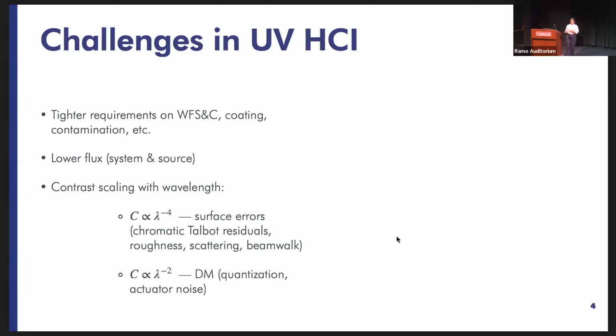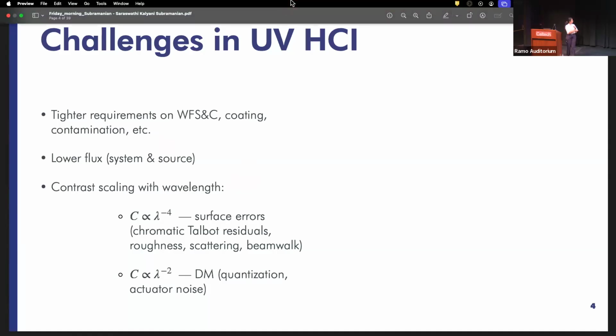So this is not just a problem at the focal plane, but you also have fewer photons to do wavefront sensing and control. And to add to all of this, the contrast also scales with wavelength, as lambda to the -4 because of surface error effects, and lambda to the -2 because of the DM effects. So all of this is very pessimistic, but there are some assumptions that go into getting these contrast scaling laws.